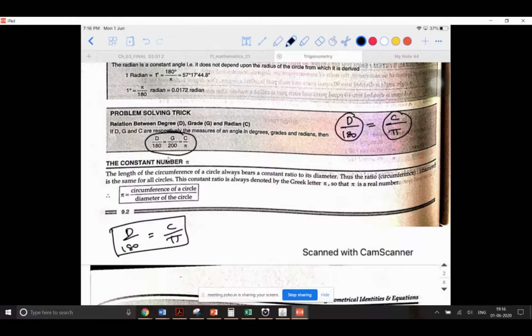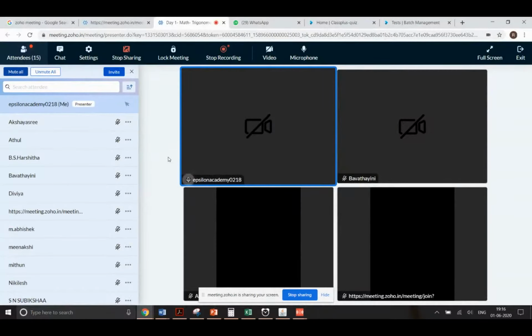Now the question is, if suppose I want to convert 30 degrees to radians, then what will you do? So if at all I have this formula, how will you do it? 30 degrees, am I audible by the way? I'm not getting responses. Yes, sir. Yes, right? Okay.